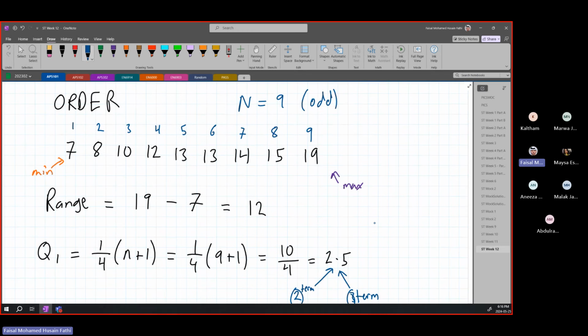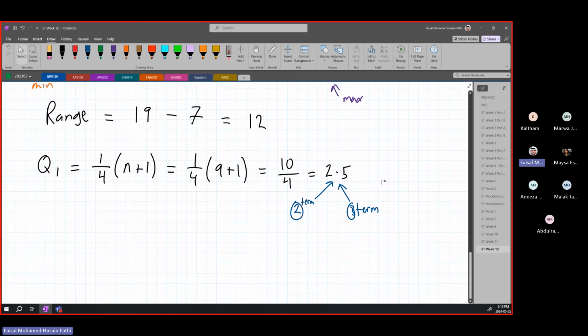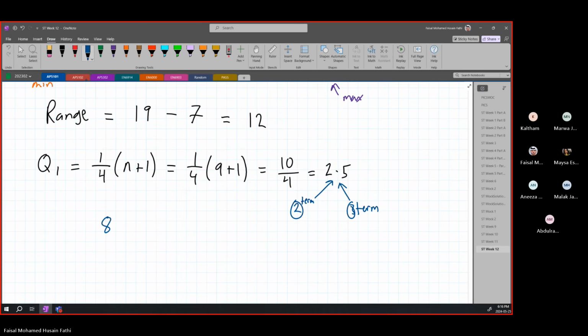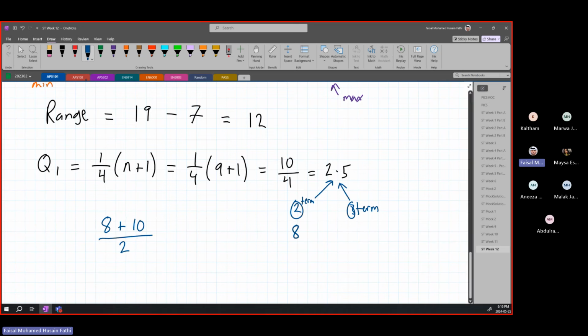We go up here, we can find out that this is our second term. Let me highlight it actually. So this is our second term, and this is our third term. So 8 and 10. 8 plus 10 divided by 2. All right, because our second term is this, and our third term is this. This is how you find your actual Q1. You have to take the average when you have a decimal point. So 8 plus 10 over 2, this is going to give you 9. And that's how you find your first quartile.